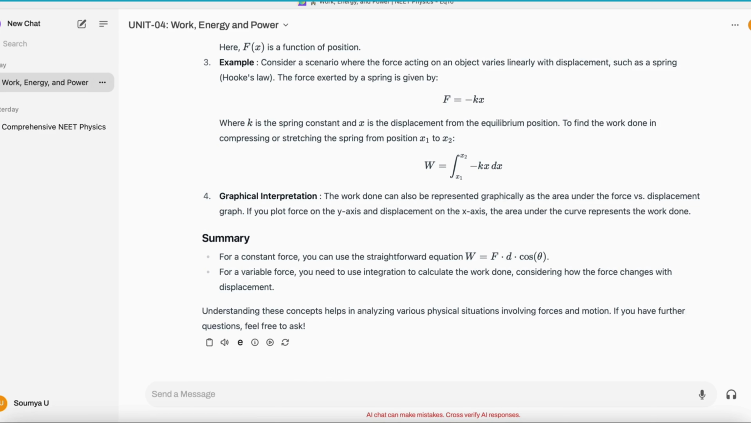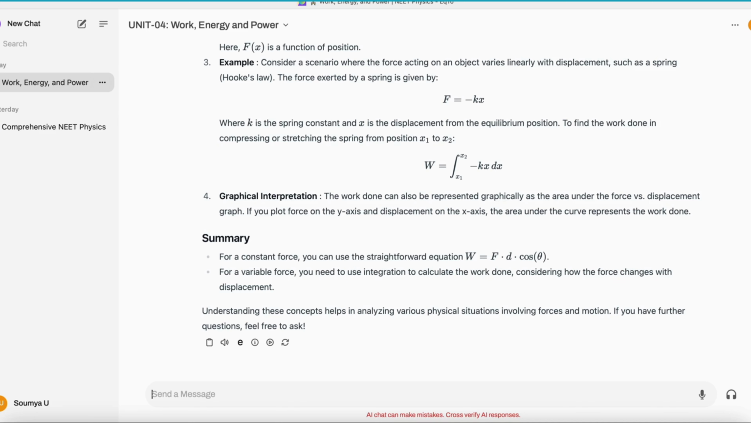4. Graphical interpretation: the work done can also be represented graphically as the area under the force versus displacement graph. If you plot force on the y-axis and displacement on the x-axis, the area under the curve represents the work done. Summary: for a constant force, you can use the straightforward equation W equals F D cos theta. For a variable force, you need to use integration to calculate the work done, considering how the force changes with displacement. Understanding these concepts helps in analyzing various physical situations involving forces and motion.